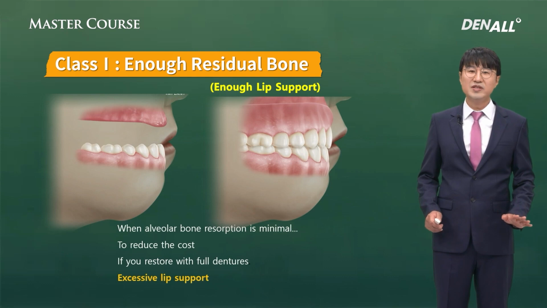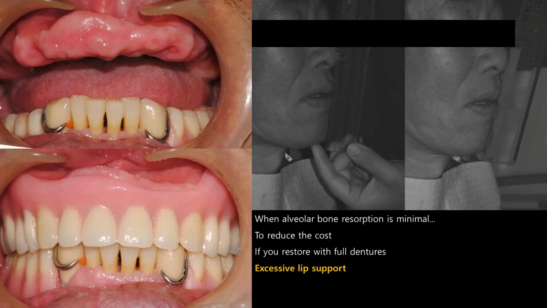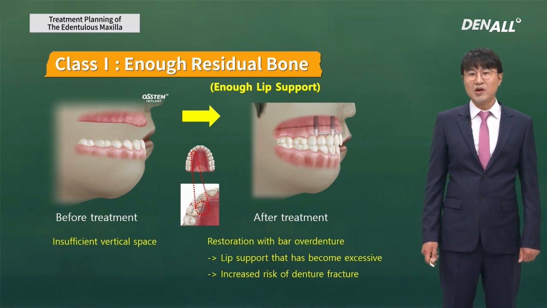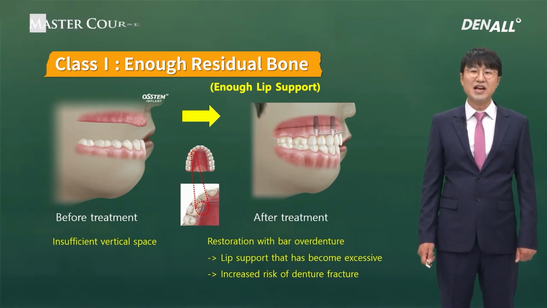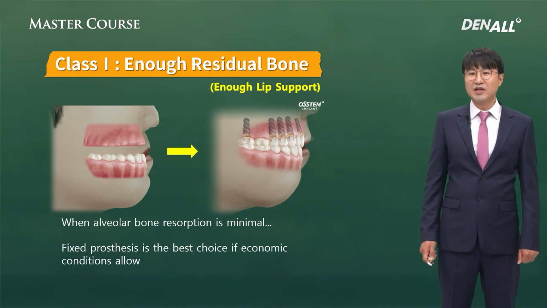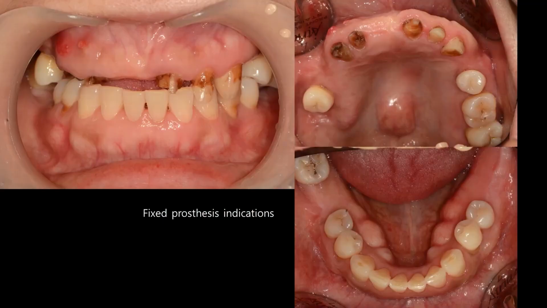So there's not much alveolar bone resorption, and if you use dentures, of course, this can be the problem. The alveolar bone resorption is minimal, and if you use removable, there is excessive lip support. So in insufficient space, if you do overdenture, not only do you have excessive lip support, but fracture and other problems can arise. So alveolar bone resorption is minimal, and if there's economic viability, then fixed prosthesis will be the best option. So there's not much bone resorption, and residual bone is sufficient. Then it's a fixed prosthesis indication.